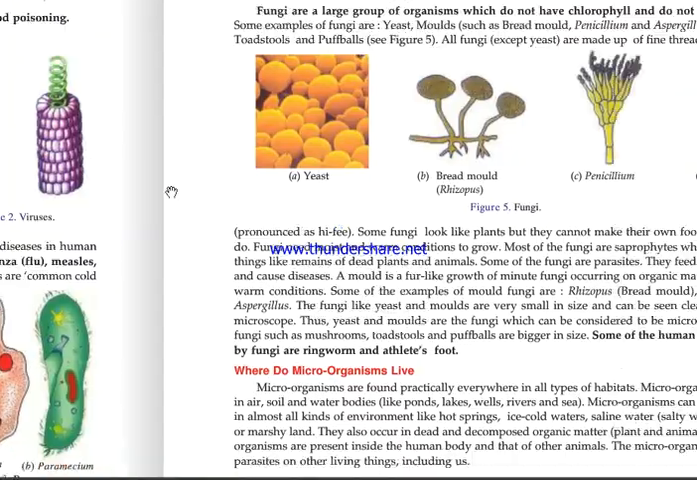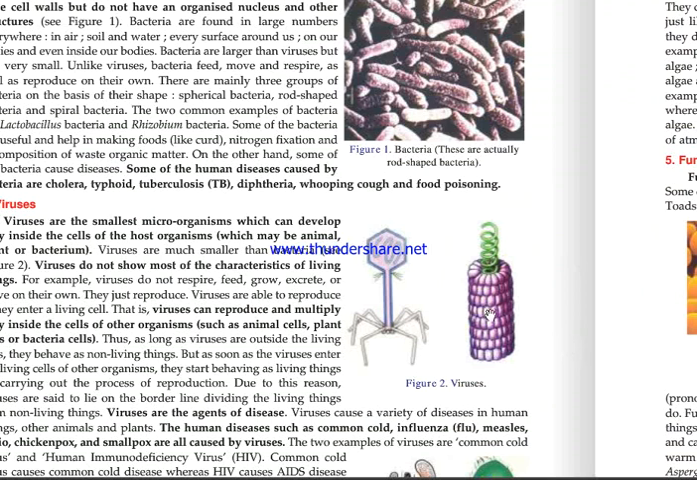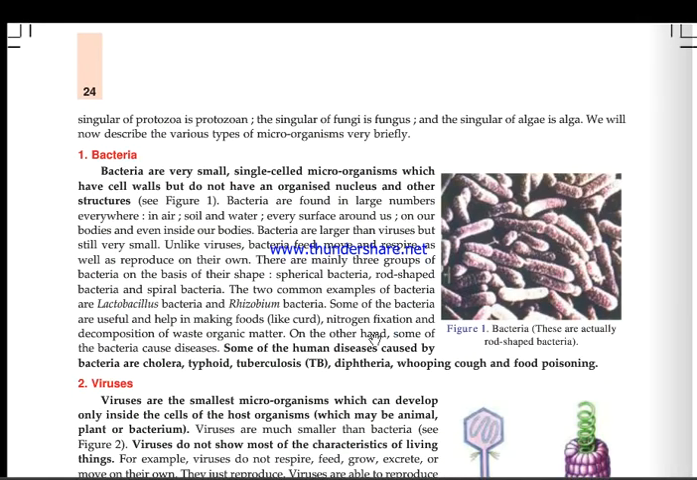Continuing this topic, now I will explain these organisms one by one. First of all, see this figure, which is written as figure 1, bacteria. These are actually rod-shaped bacteria. These bacteria look like a rod shape.